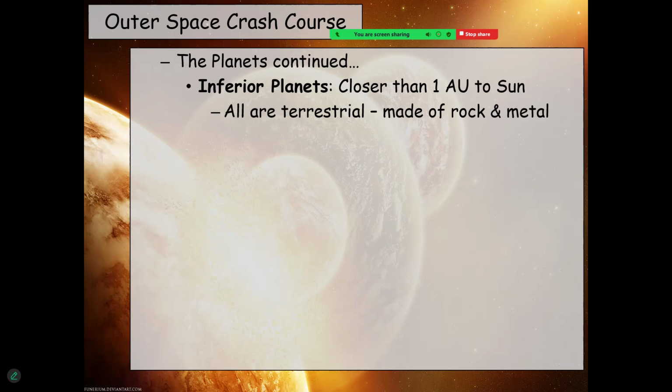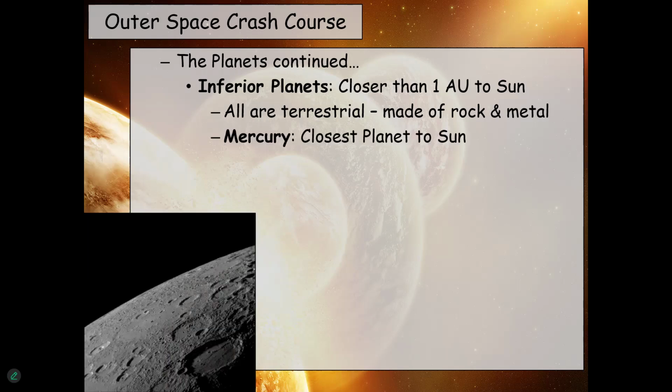All of these planets are what we call terrestrial, meaning that they have a solid surface that's made of rock and metal primarily. And that's what it means to be a terrestrial planet. All of the inferior planets are terrestrial. There is one terrestrial planet that is not inferior. We'll talk about it in a little bit.